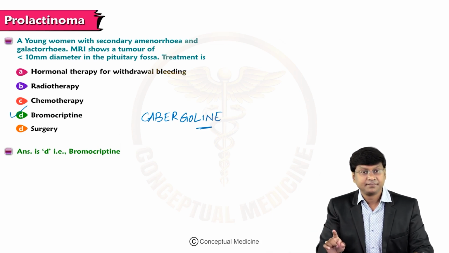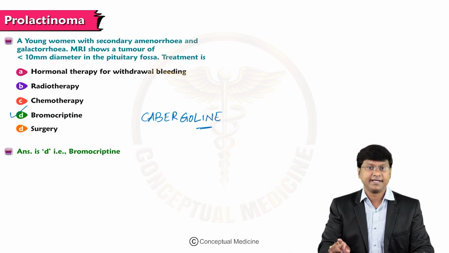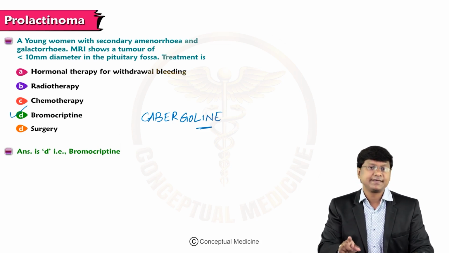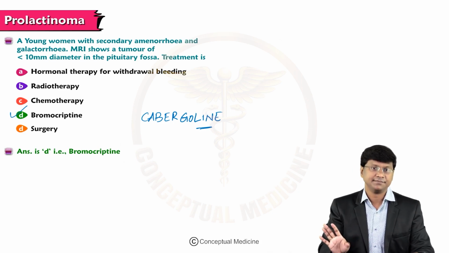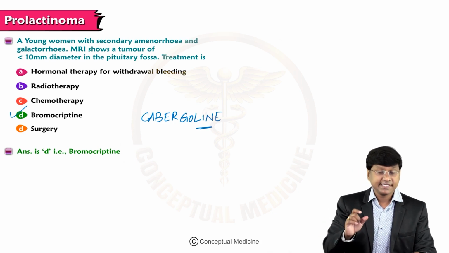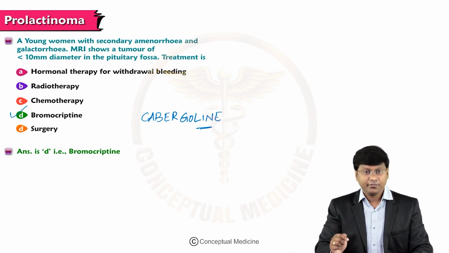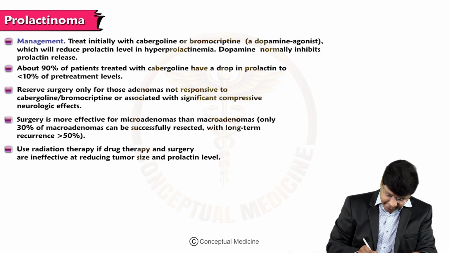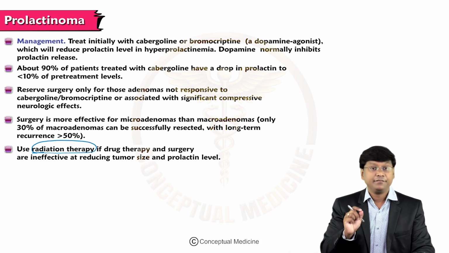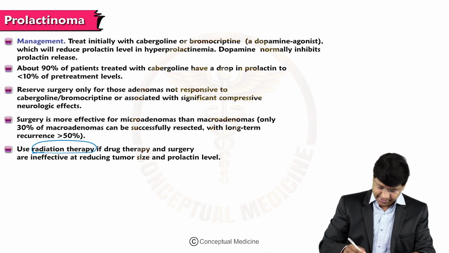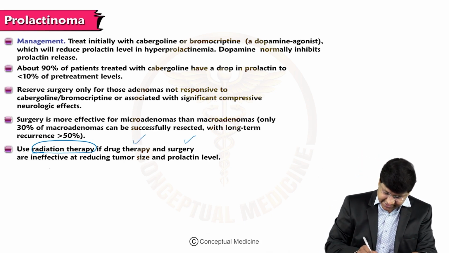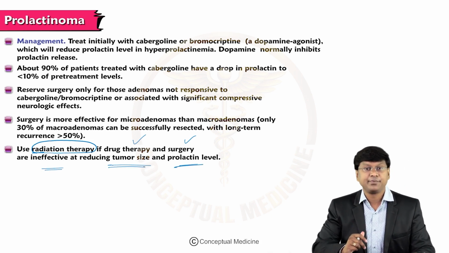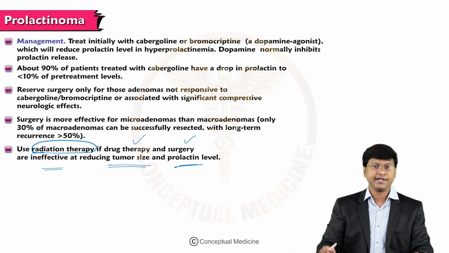But remember, if the individual is refractory to medical management, not responding to cabergoline or bromocriptine, that is the point when you need to consider surgery. Right? And next thing is radiotherapy. When do we use this particular radiotherapy? We need to use radiation therapy if drug therapy as well as surgery is ineffective at reducing the tumor size as well as the prolactin levels. That is the point when we need to use radiation therapy.